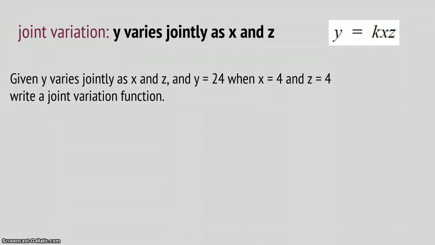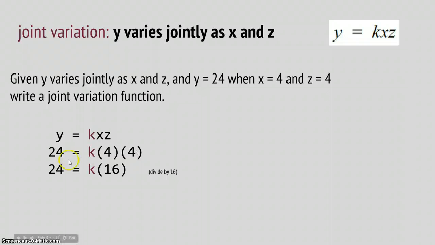This one doesn't graph as nicely because we have x, y, and z, so you start getting into 3D, and that's a little intense for us. But y equals kxz, gotta find k. 24, plug that in for y, plug in x is 4 and z is 4. So 24 equals k times 16, and if we divide both sides by 16, we get k equals 1.5. So the function here is y equals 1.5xz.